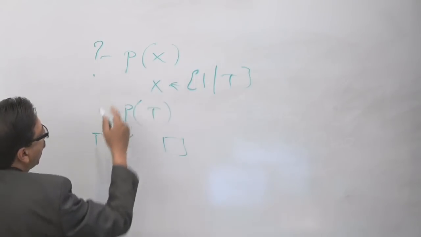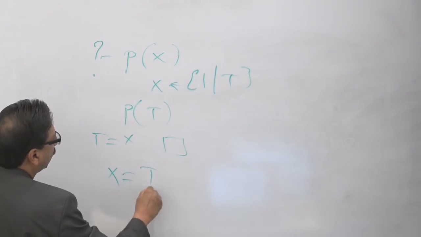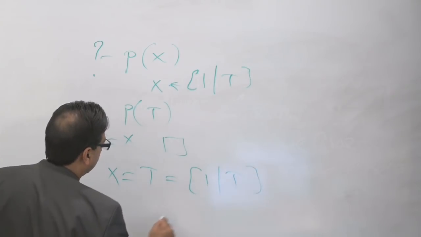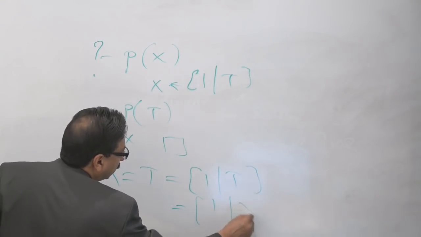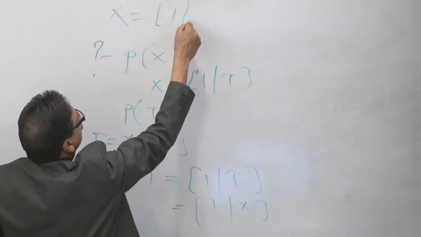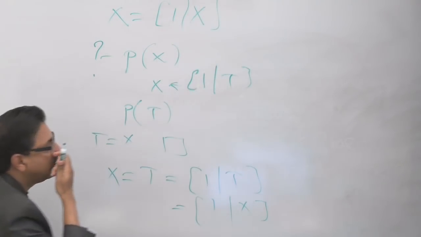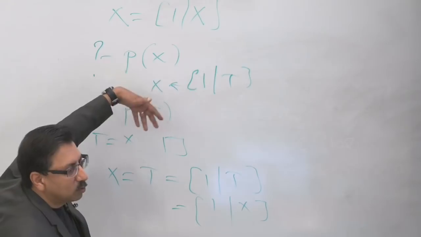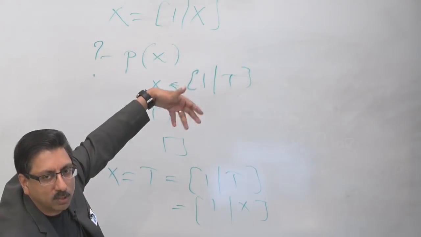What is my answer? The binding of X. And what is X? X equals T, which equals 1 cons T, which equals 1 cons X. So my answer is X equals 1 cons X, an infinite list of ones. So not only does it recognize cycles, but it'll also produce circular structures as answers.